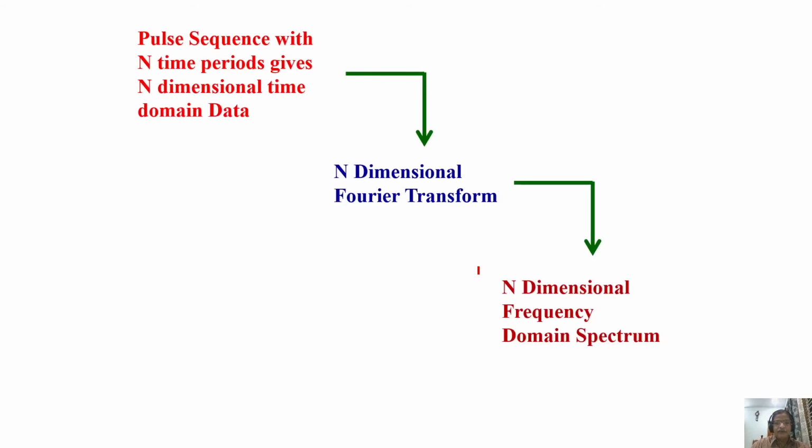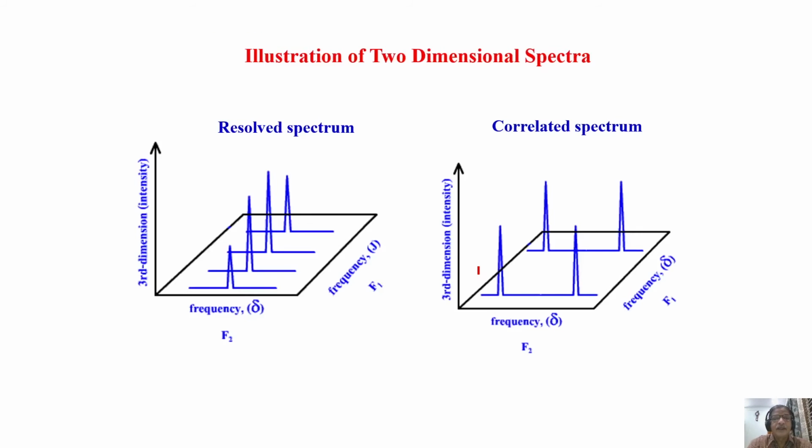Now, this is the logic. Pulse sequence with n time periods gives n-time-dimensional data. You do an n-dimensional Fourier transform, you get an n-dimensional frequency spectrum. This is called n-dimensional NMR. You understand? Pulse sequence with n time periods gives n-dimensional time domain data. Do the n-dimensional Fourier transform, you get an n-dimensional frequency spectrum. It is called ND NMR.